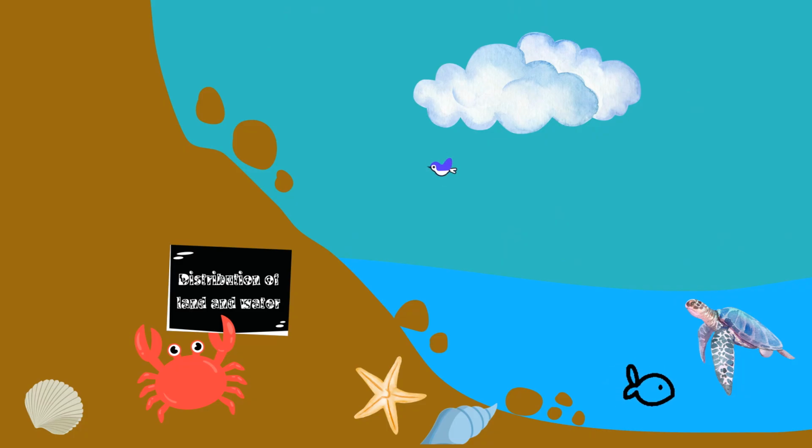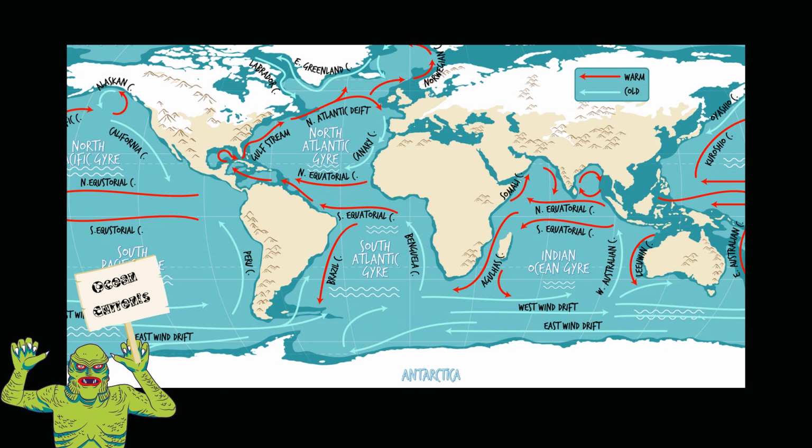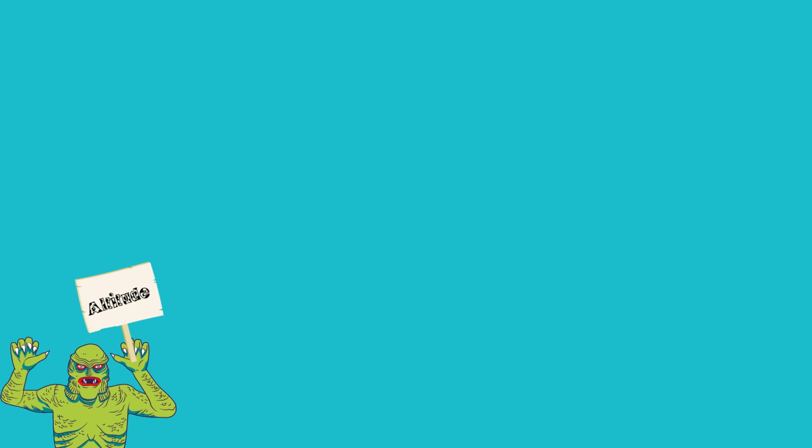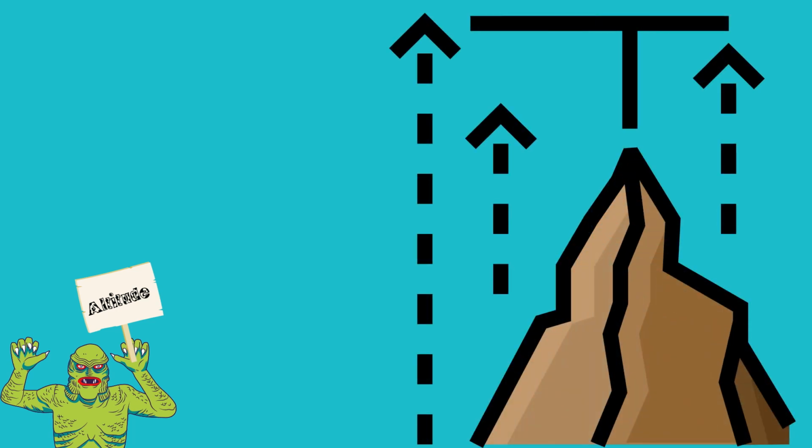The first factor is distribution of land and water. Continents and oceans absorb and release heat differently, influencing weather patterns and seasons. The second factor is ocean currents. Ocean currents transport warm or cold water, affecting the climate of nearby land masses. The third factor is altitude. Higher altitudes often experience cooler temperatures year-round.